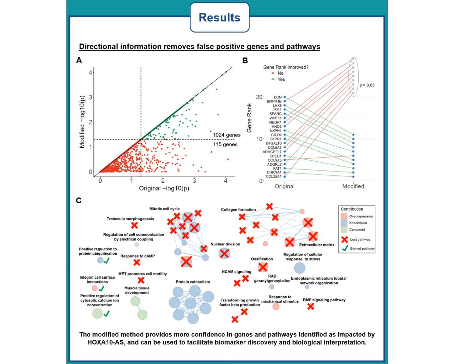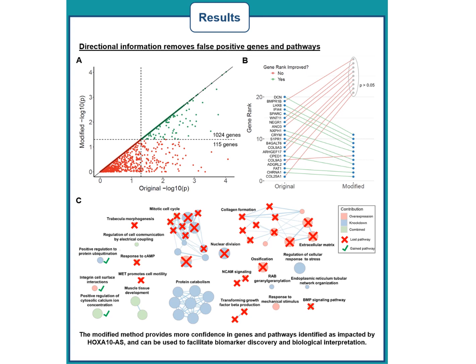If we look at panel C, this change in gene rank and in the number of significant genes influences the pathway level findings. Using the original method, we see that pathways such as mitotic cell cycle, collagen formation, nuclear division, NCAM signaling, ossification, protein catabolism, amongst many others are found. But when we account for directionality, some pathways are lost, such as collagen formation, mitotic cell cycle. Almost entire themes are lost, like NCAM signaling, whilst some themes like protein catabolism are fully retained without a single pathway lost. And some pathways are newly identified that previously could have been missed, such as integrin cell surface interactions and positive regulation of protein ubiquitination.